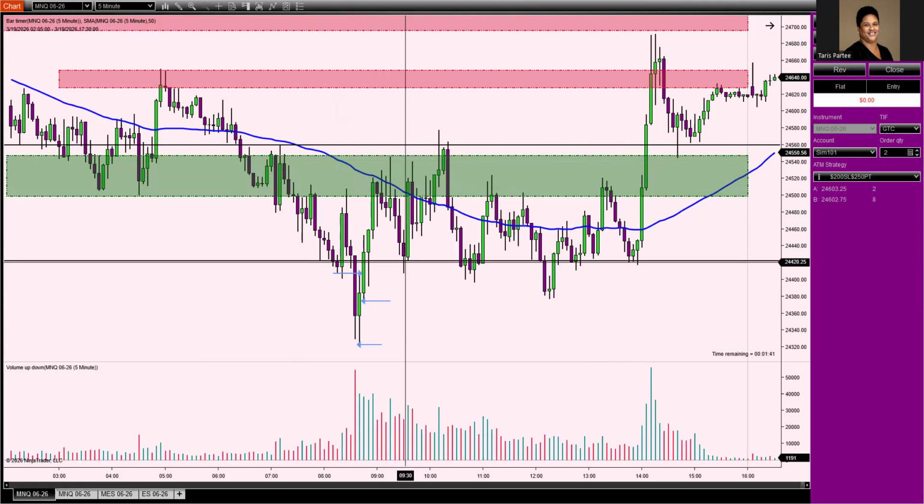Now look, notice where we found support. We found support right here at the low of that breakout candle. So these black lines indicate where my breakout candle was. There you have it. Nice little buy. When you see this candle did not close below your line, you can enter in here, right here on your line. Your exit would be right here.